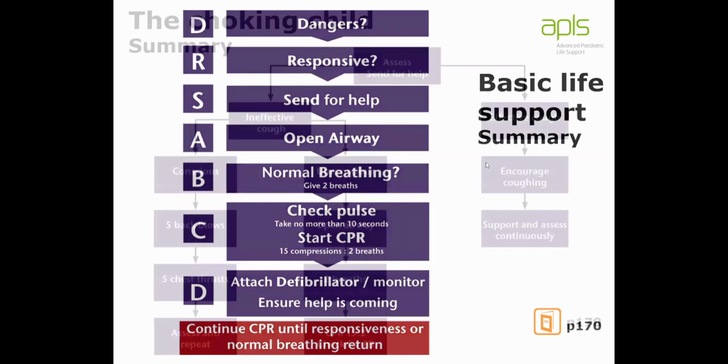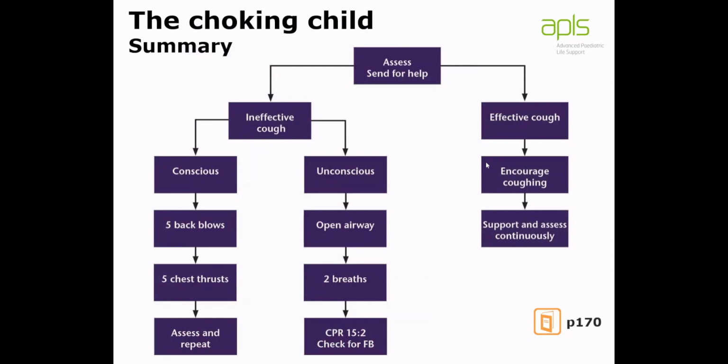And for the choking child, again, make sure there are no dangers, assess for responsiveness, call for help, and then assess whether the child has an effective cough. If there is an effective cough, encourage coughing and continue to offer support. If there is no effective cough, assess whether the child is conscious or unconscious. If the child is conscious, deliver 5 back blows and chest thrusts and continue to repeat these 2 sequences until the child coughs out or becomes unconscious. If the child becomes unconscious, follow the basic life support pathway, practice airway opening, deliver 2 rescue breaths and continue with cardiopulmonary resuscitation. Right? So those are the 2 scenarios that we are going to practice tomorrow.